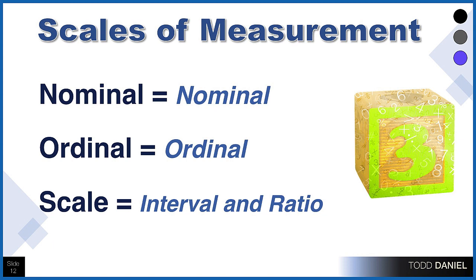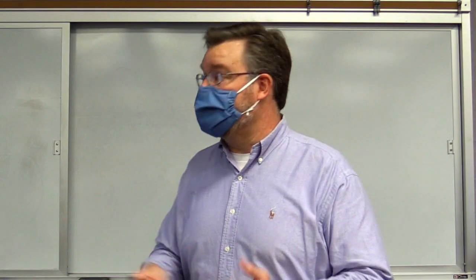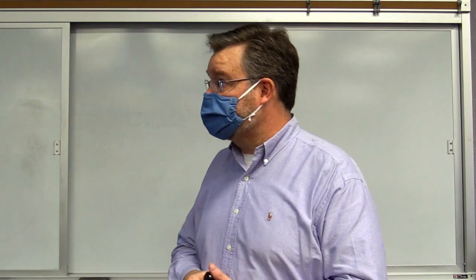Remember last week I spent a lot of time talking about scales of measurement, and we had nominal, ordinal, interval, ratio. One thing to note is that JASP will do what SPSS does, and that is call nominal and ordinal as they are, and interval and ratio are both called scale. And the way that you will know that is you will look at these icons.